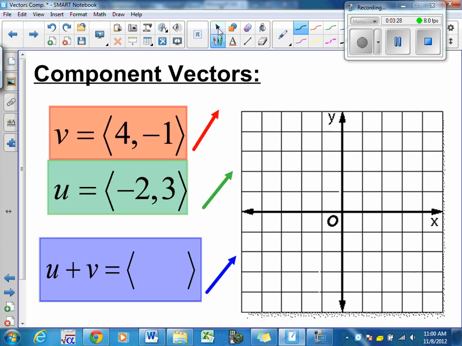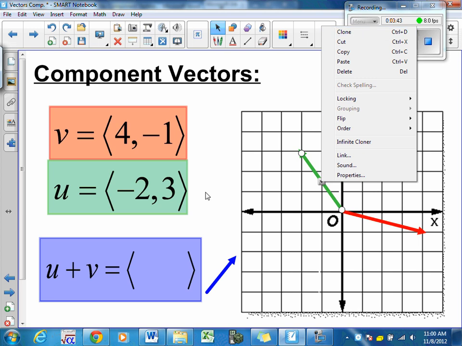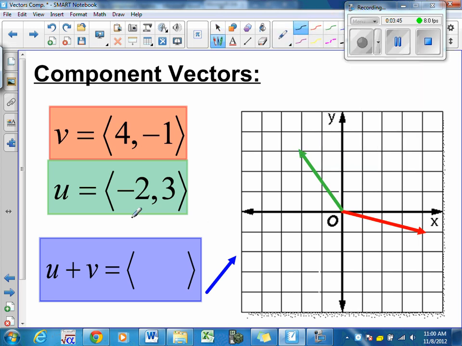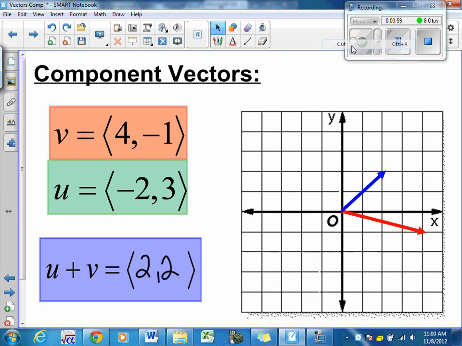So if I add a vector that went to 4, negative 1, and I had a vector that went to 2, 3, once I had it in my component vector form, I could just add those together and say I get 2, 2. So my resultant is just 2, 2. Now to draw the parallelogram, once I have my x and y, I can just add them. And if I actually did do that now and draw my parallelogram, you can see that's exactly where I'm at.